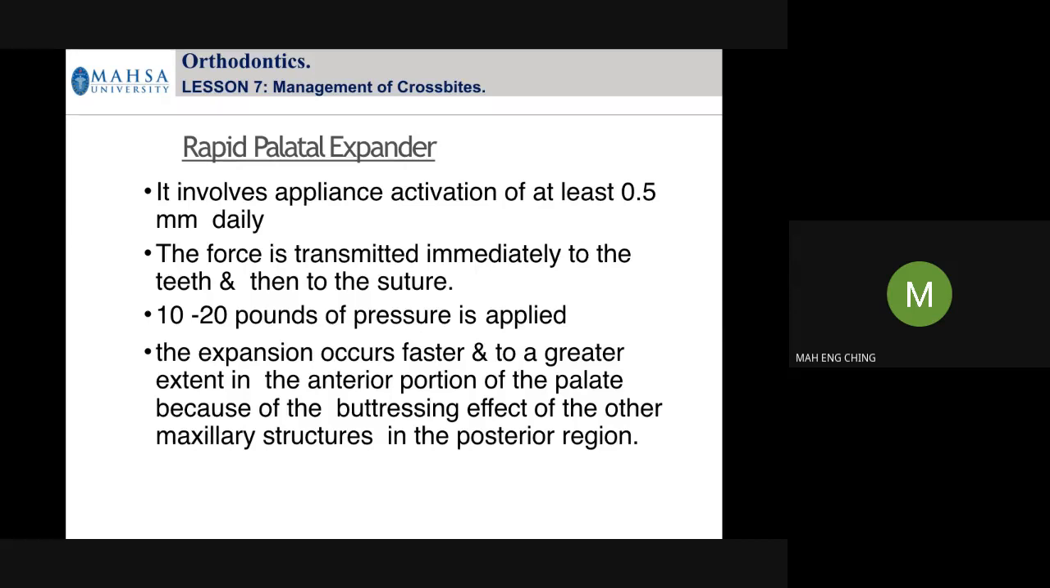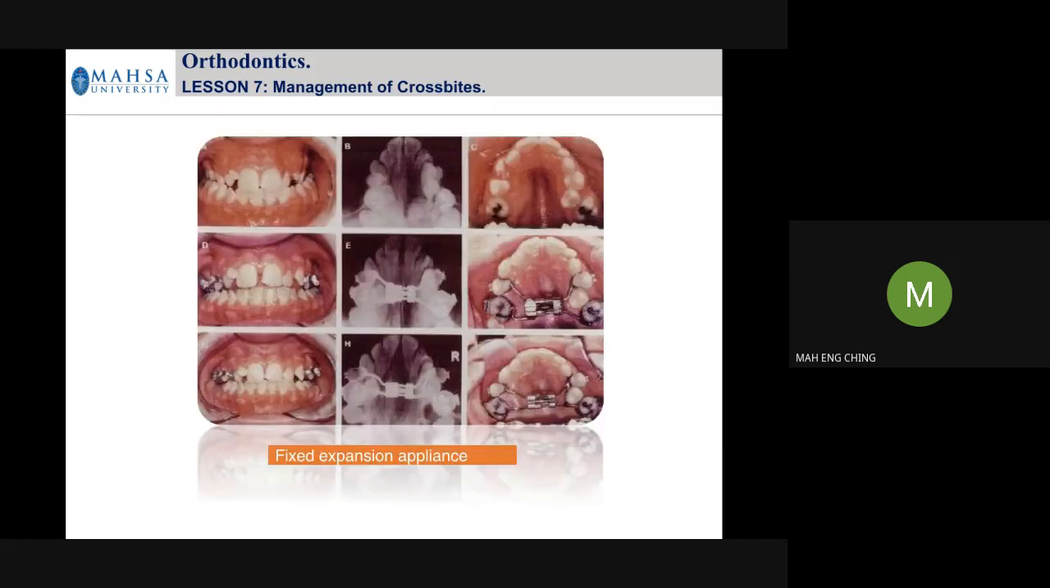because of the buttress effect. Imagine these sutures or the maxilla, they are held by so much bone around. So usually when they expand, they tend to have a different expansion on different portions. So this one is a typical example of RME. You can see how they fix it. They fix it on the molar and the premolar. Then in the middle, they have the expansion screw.